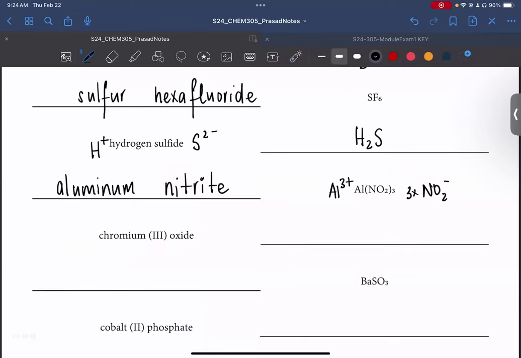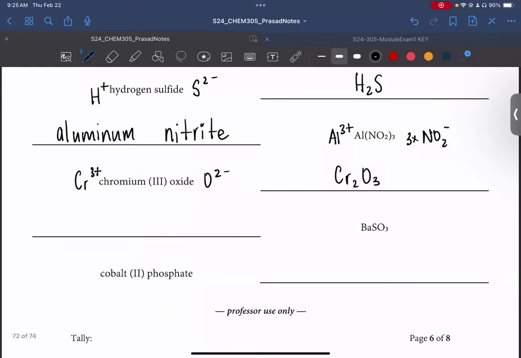Next up, we have chromium 3 oxide. Chromium is Cr. We're told it's 3 plus, and we know that oxide is 2 minus. Crisscross gives us Cr2O3. Here again, no transition metals, so we can just go straight into it. This is simply barium sulfite. Not sulfate, sulfite.